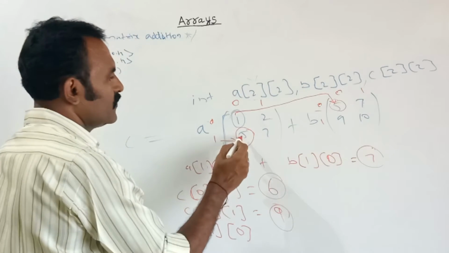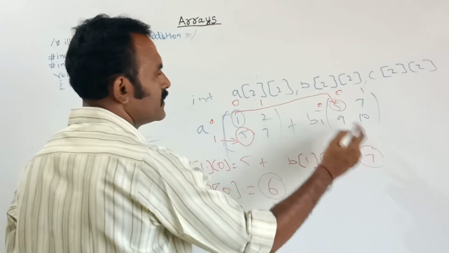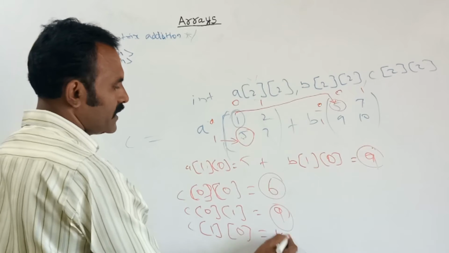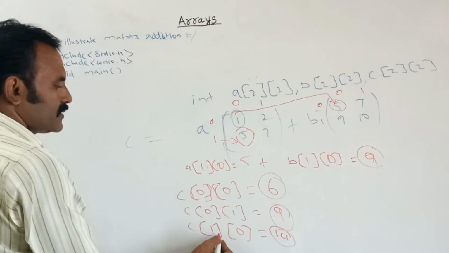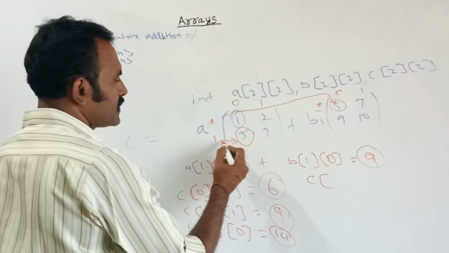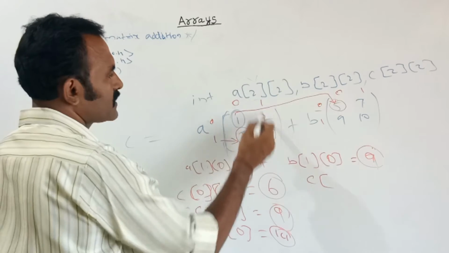What is the value? 5. 5 plus this one, which is 9. 5 plus 9 is equal to 14. So the value 14 will be stored in this position. In the same way, C of, next, this is the last value. Here first row and first column.